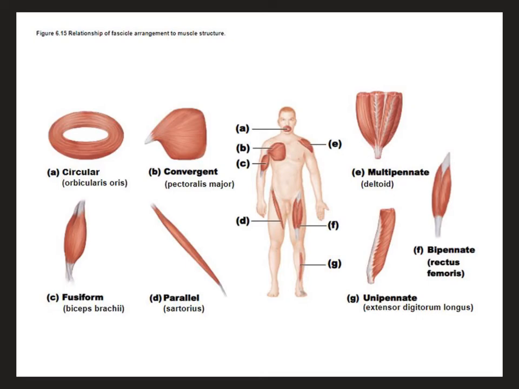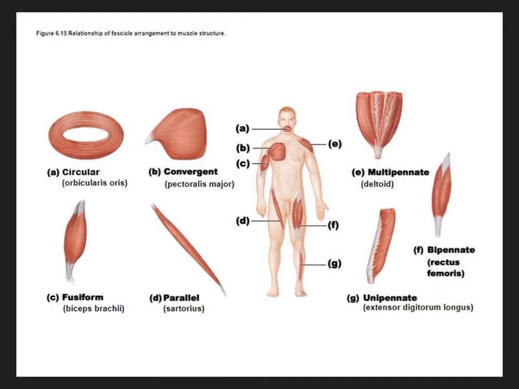Hey, the purpose of this conversation is to talk about the fascicle arrangement that we have within our body. Fascicle, again, is just a fancy word for a bundle of muscle fibers. And we begin by talking about circular fascicle arrangement. The example on this particular slide is orbicularis oris, and it's found around the mouth. The arrangement of muscle fibers are in a circular pattern. There's another example that's not on this slide around the eyes, and it is orbicularis oculi. So orbicularis oris is the example of circular fascicle arrangement.